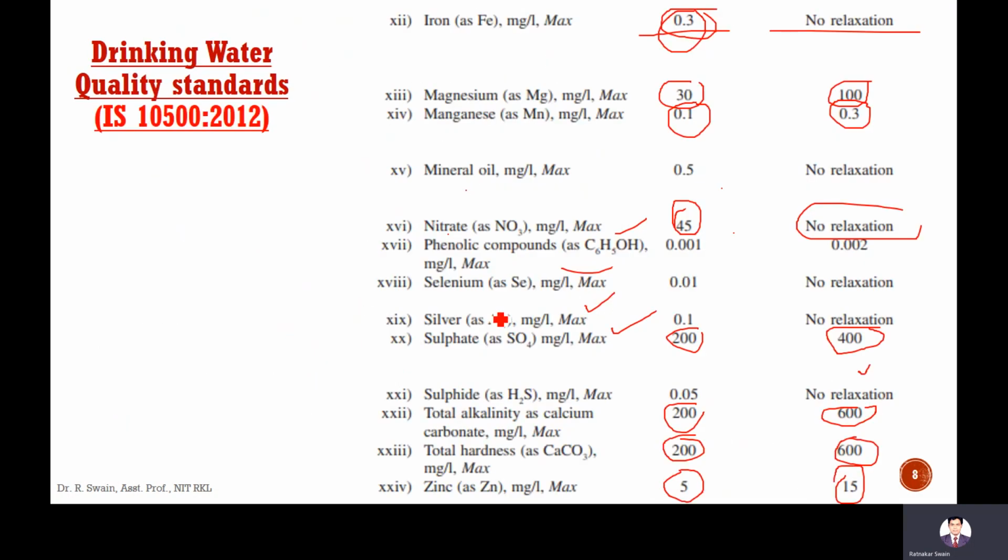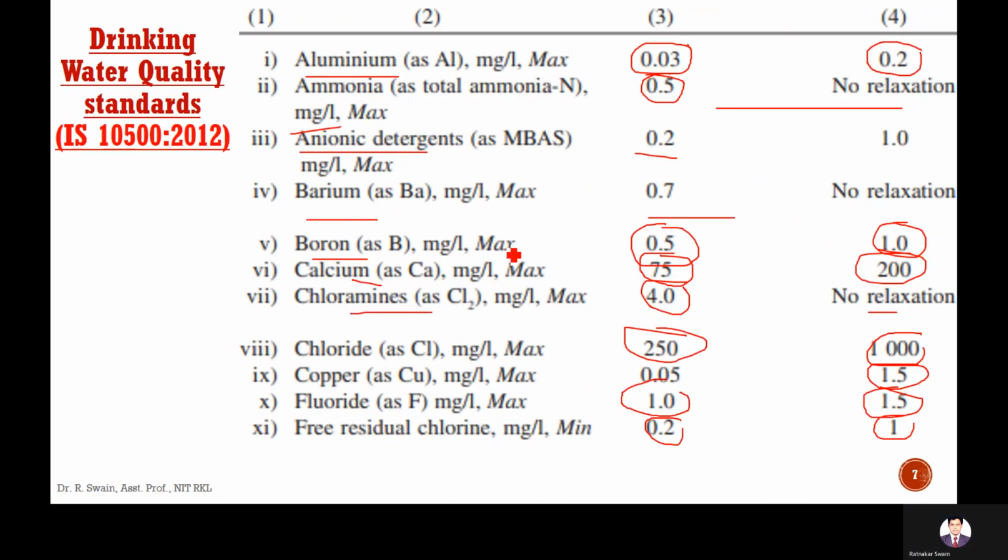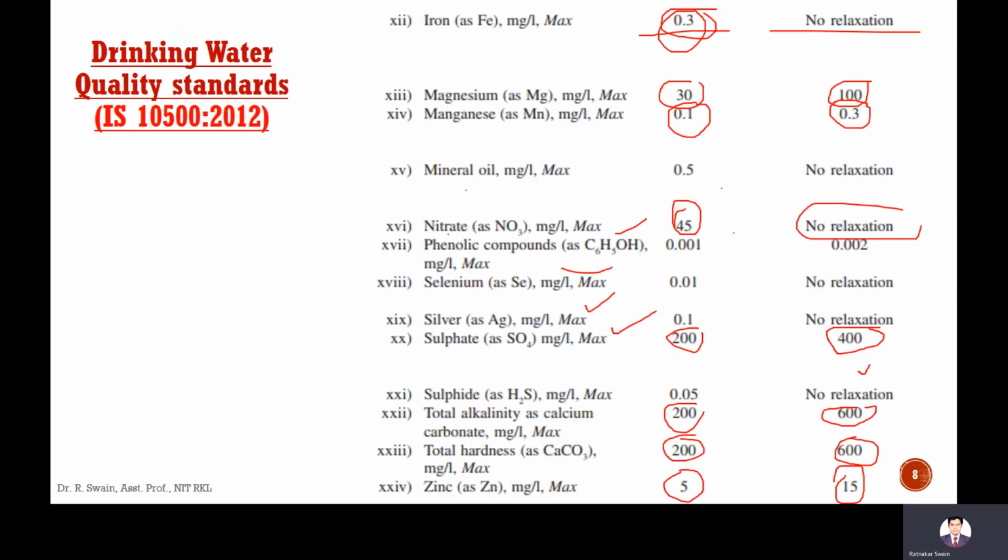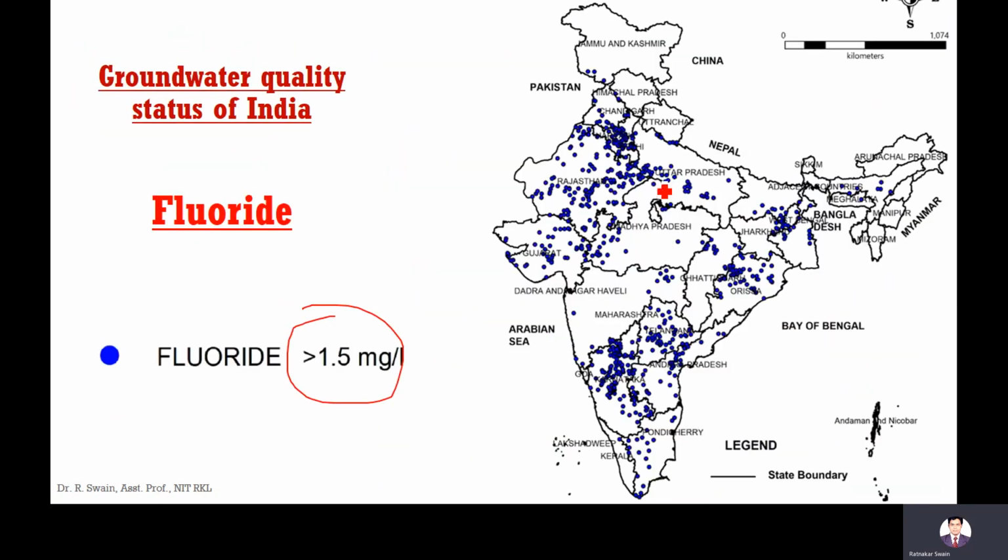Fluoride, if you see, 1 is acceptable, 1.5 is permissible. Beyond these are the points where fluoride content is more than 1.5. These locations where fluoride content is more than 1.5 are not allowed for drinking water.